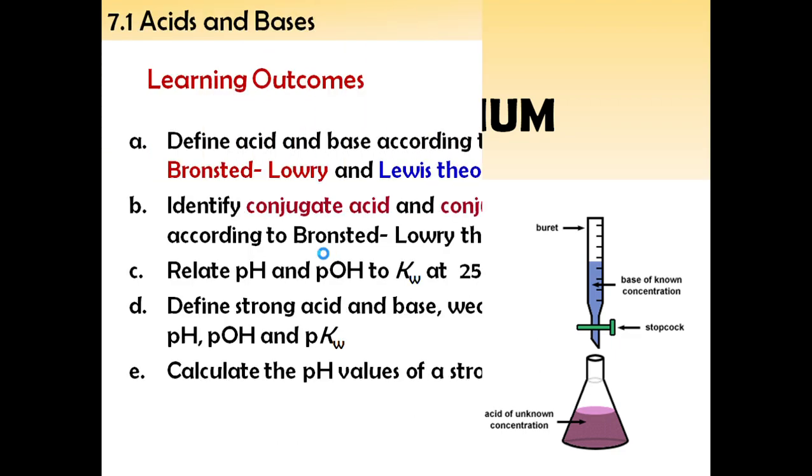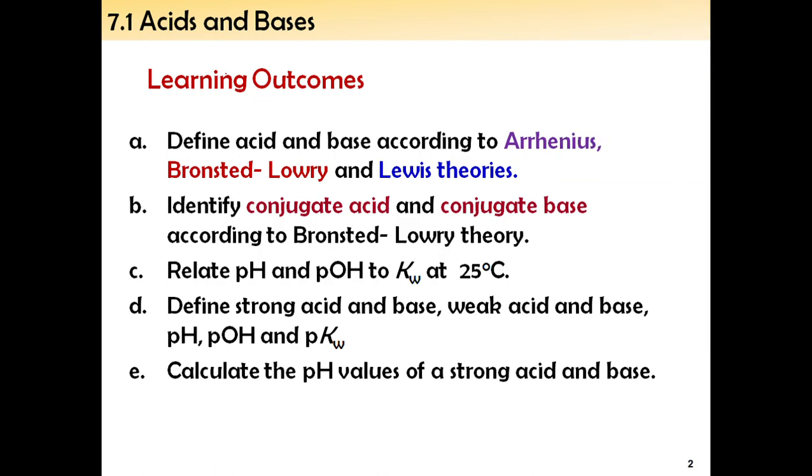Okay, this is the learning outcome. Previously, I have covered learning outcome A, B and a little bit of D. Now I'm going to explain about C and E. Jadi kita akan go through pH, pOH, kW, and also calculation involving strong acid and base for pH value.